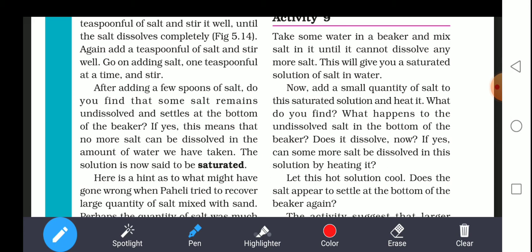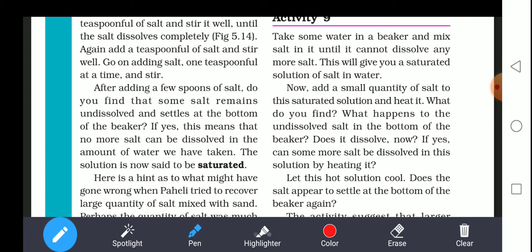Take a glass. Fill that glass with water and add, one after the other, 1 spoon of salt and stir it. Again you add salt and again stir it. You just add and stir until the salt dissolves in it. At one particular stage, you will find the salt will not dissolve. It will remain undissolved and it will settle at the bottom.